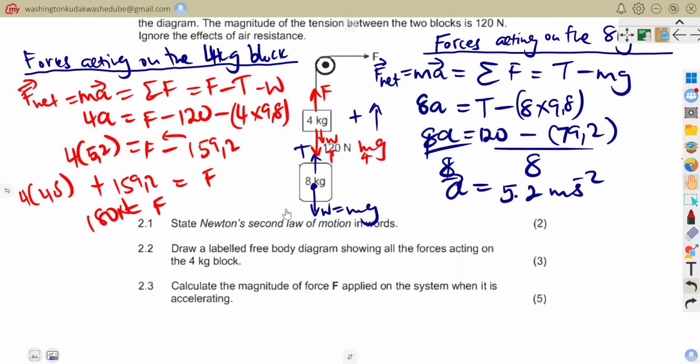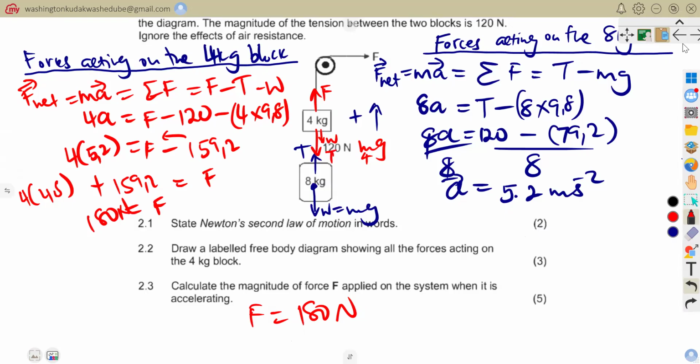So you first look at the forces that are acting on the 8 kg block. You then look at the forces that are acting on the 4 kg block. We can either start with these forces or start with those forces. But I just chose to start with the 8 kg block because this is where I've got almost all the information that I can use to find only one unknown. And then substituting that unknown into the other one, I can solve for whatever I need. So here F, the applied force, is going to be 180 newtons.